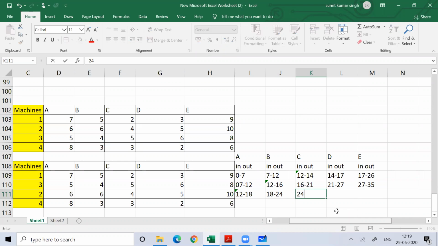Then this is 24 dash 28. So this would be 28 dash 33, and this will start from 35 dash 45.